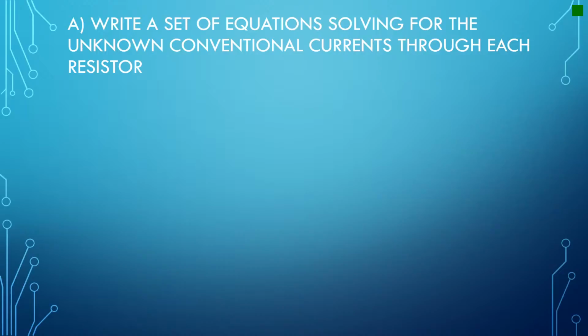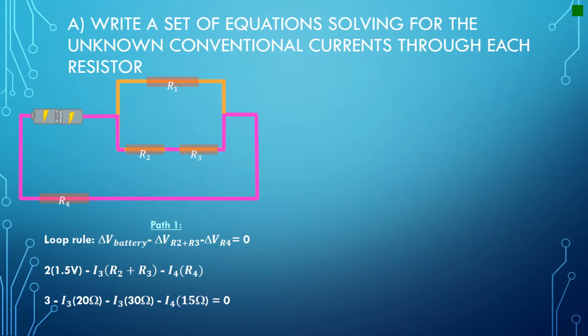The first step in finding equations to solve for the currents through each resistor is to determine how many paths there are in the circuit. This circuit has 2 different paths. Using the loop rule for path 1, we obtain the following equation: 2 EMF minus I3 times (R2 plus R3) minus I4 times R4 is equal to 0. Plugging in the given values for the EMF of the batteries and the resistance of the resistors, we get 3 minus I3 times 20 minus I3 times 30 minus I4 times 15 is equal to 0.